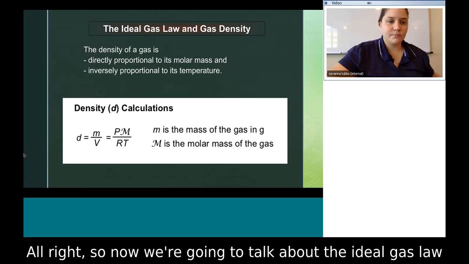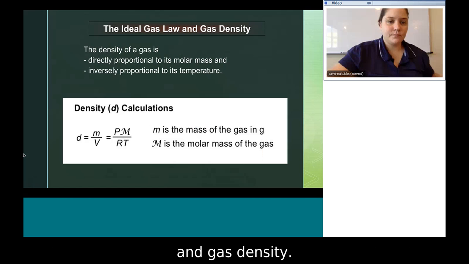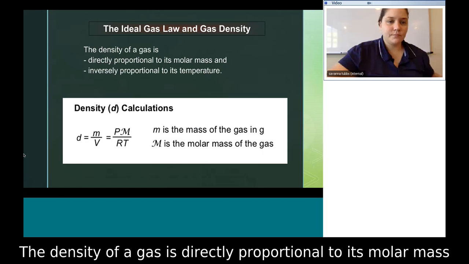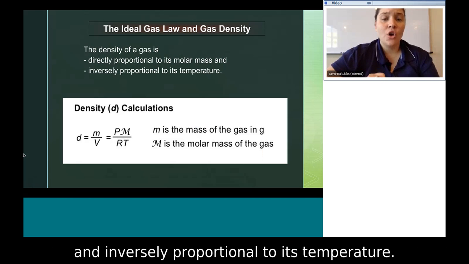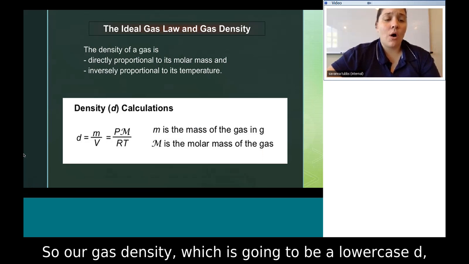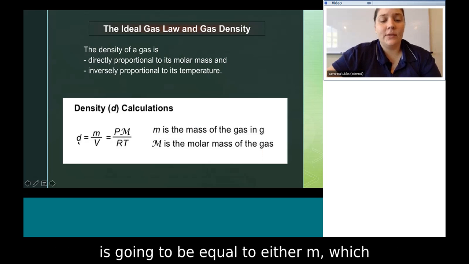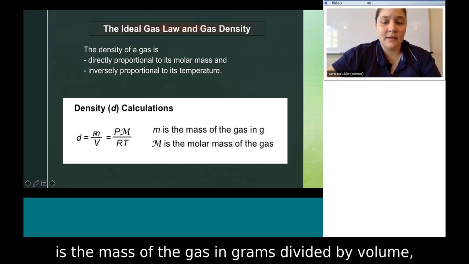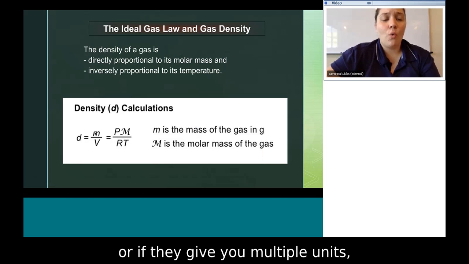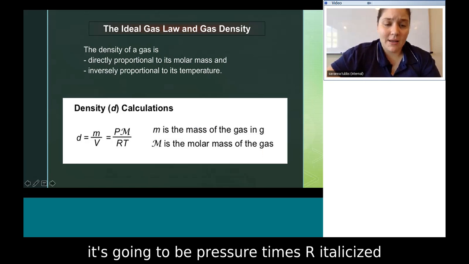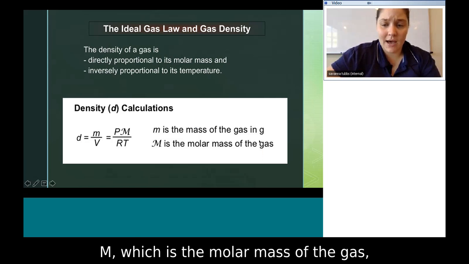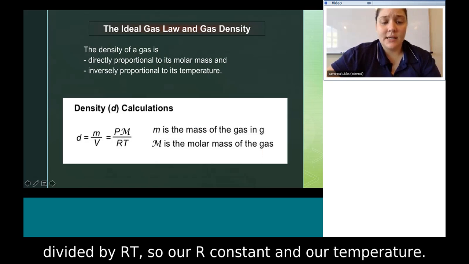All right. So now we're going to talk about the ideal gas law and gas density. The density of a gas is directly proportional to its molar mass and inversely proportional to its temperature. So our gas density, which is going to be a lowercase d, is going to be equal to either m, which is the mass of the gas in grams divided by volume, or if they give you multiple units, it's going to be pressure times our italicized M, which is the molar mass of the gas, divided by RT, so our R constant and our temperature.